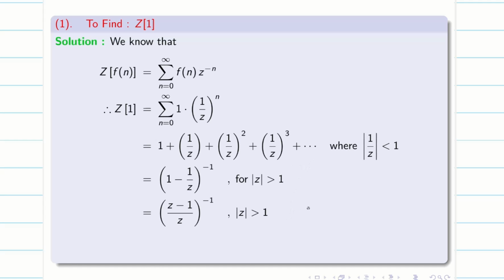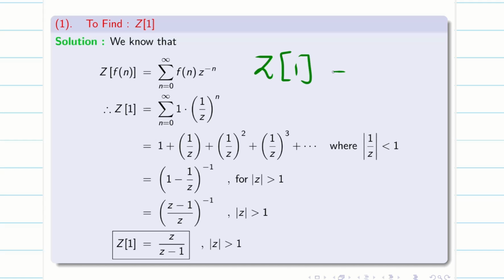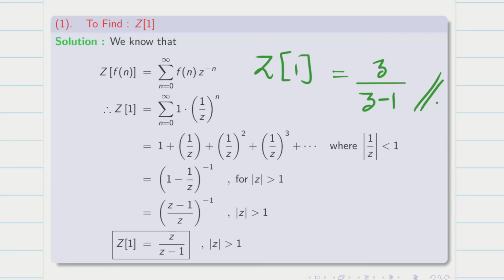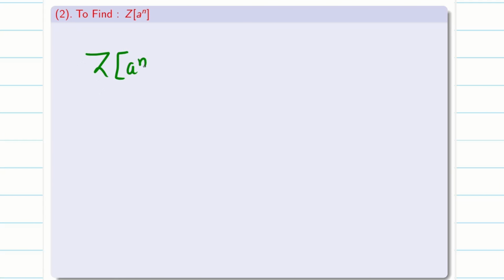Simplifying this, we'll be getting z by z minus 1 as my final answer. Therefore, Z of 1 is z by z minus 1. Next, we are going to see a power n. What is Z of a power n?